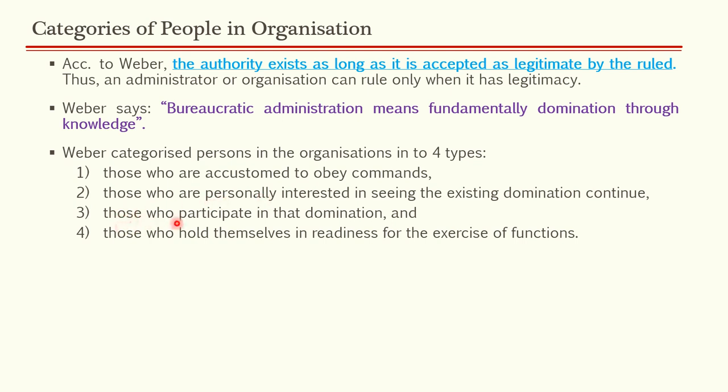The third kind is those who participate in that domination. For example, a leader or a person who is giving command will have associates or friends who give orders on his part. These are the people who themselves participate in domination, who give orders on behalf of the leader or the supreme commander. So these are the third kind of people.